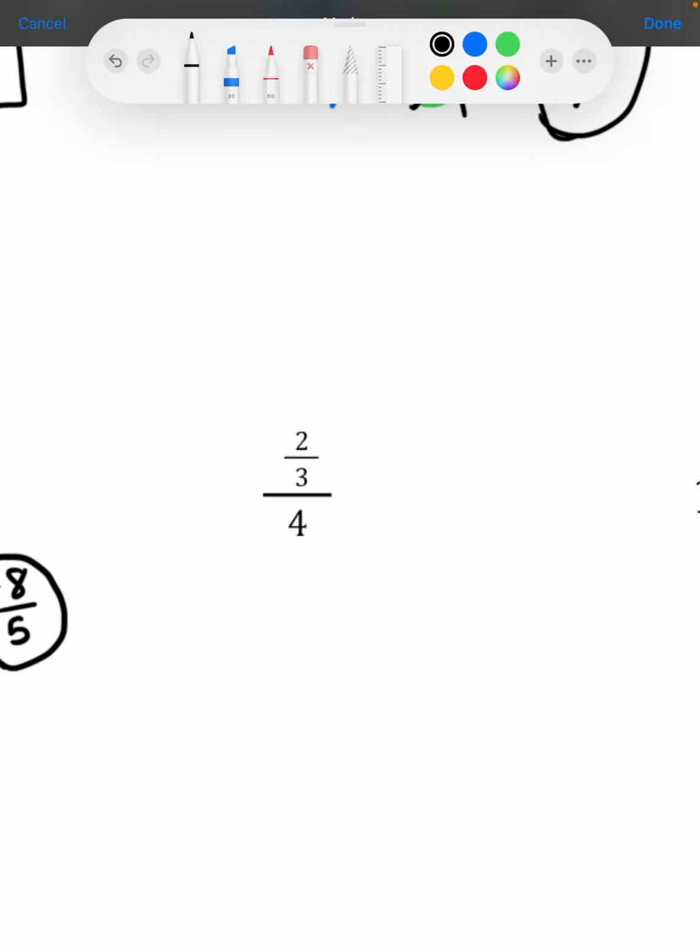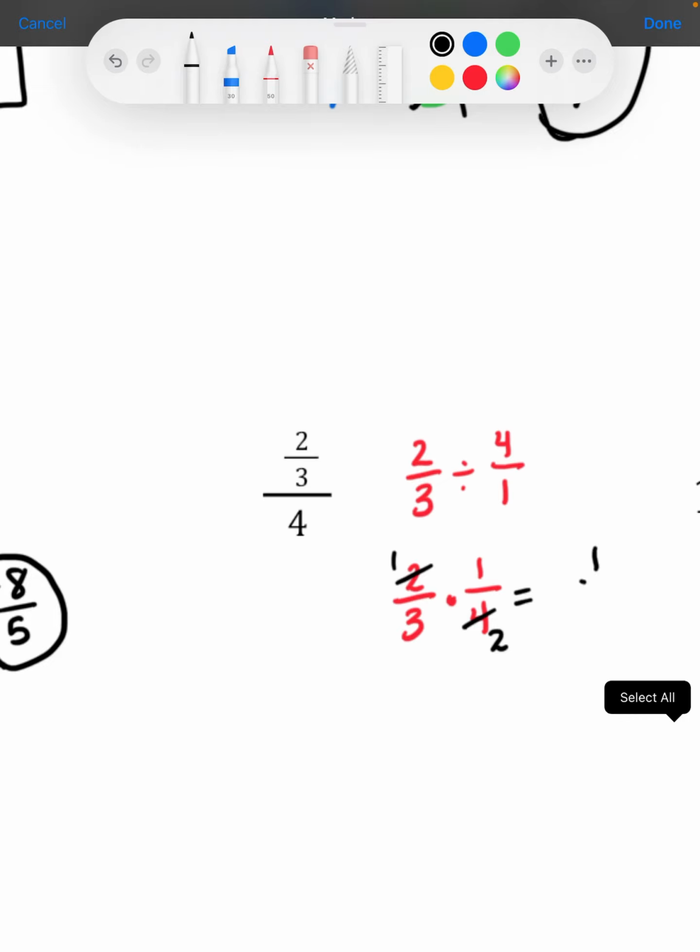Same over here. Rewrite it so you can see it. 2/3 divided by 4 over 1. I need to keep, change, flip, and then look for ways that I can reduce this, cross cancel, cross reduce, and I come up with a final answer of 1/6.